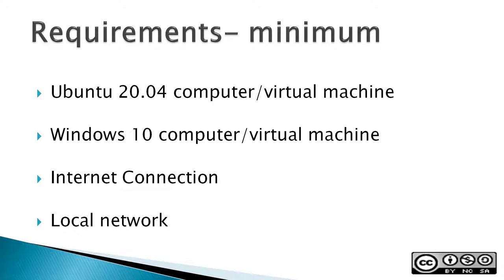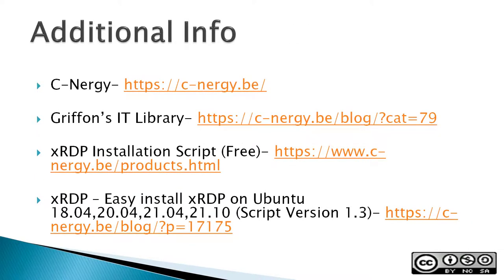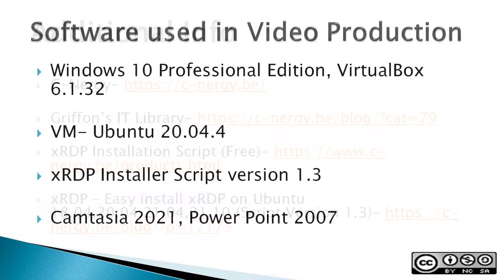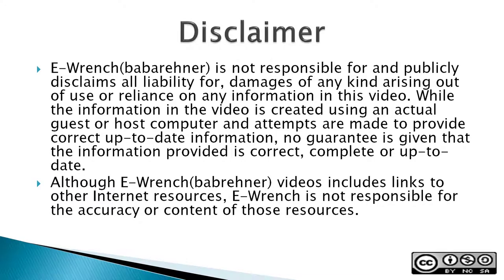Requirements include an Ubuntu 20.04 computer or virtual machine, a Windows 10 computer or virtual machine, an internet connection, and a local network. Additional info, some links to cnergy.be, software used in video production, and of course a disclaimer. If you wish, you can stop the video and read the disclaimer.